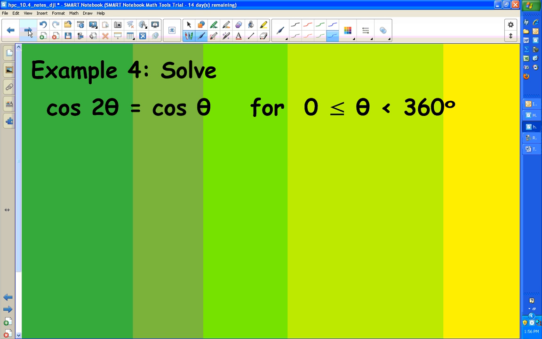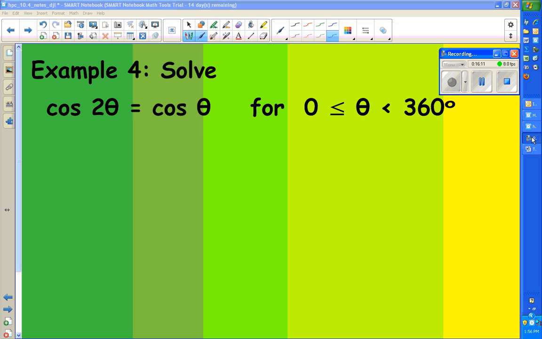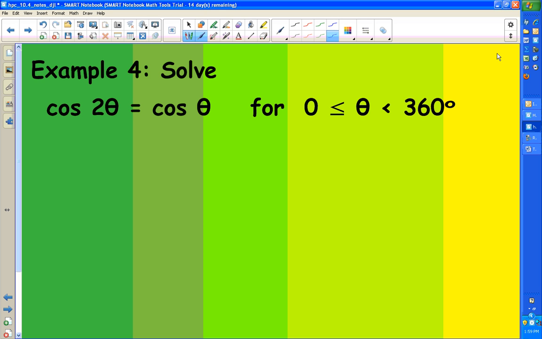Hey, try this one. What are we going to substitute for cos 2 theta? Cos squared theta minus 1 equals cos theta. You can see these examples are all pretty much the same, except for we've got one switch coming up.